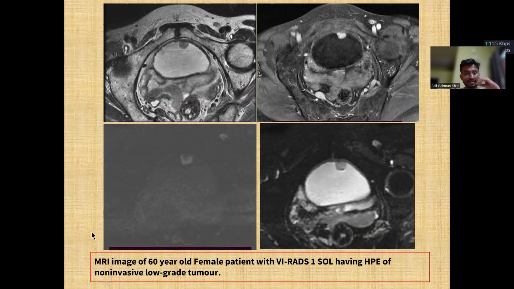As an example, here we can see MRI imaging of a 60-year-old female patient who had a VI-RADS 1 lesion having an HPE of non-invasive low-grade tumor. We can see an intermediate T2 signal intensity lesion. And on subsequent contrast enhanced study, there is early enhancement of the tumor. And on DWI, we can see a low to intermediate signal intensity with intermediate values on ADC. And there is no sign of muscle invasion on this.